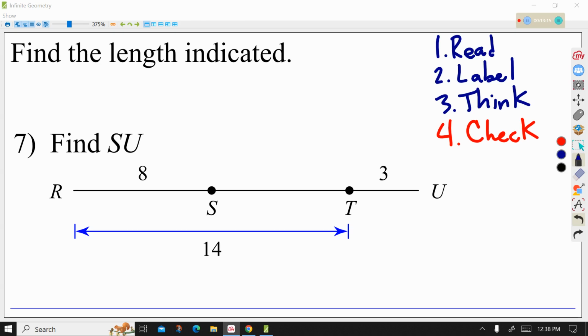The first thing that it tells us to do is to read this, to find SU. I know it's only 6 letters right there, but you should read them. And then we should go darken what it wants us to find. It wants us to find from S to U.